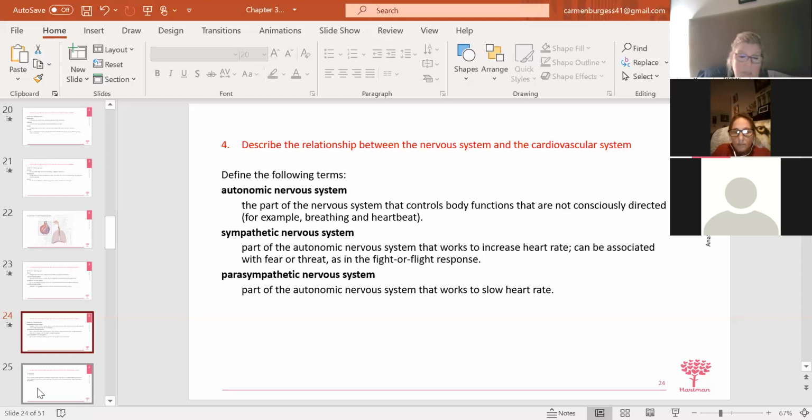They work opposite of each other. And why do they do that? To maintain homeostasis. So it all comes full circle. All your systems have to work together to maintain homeostasis.